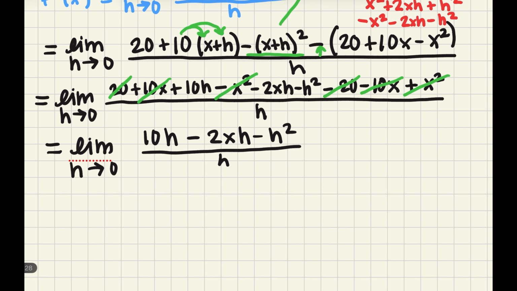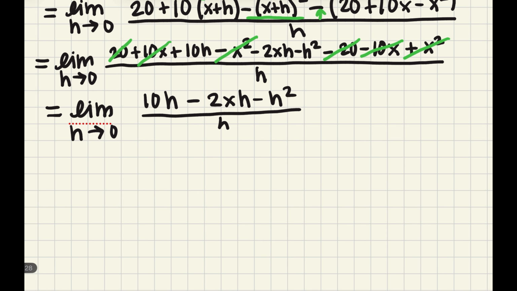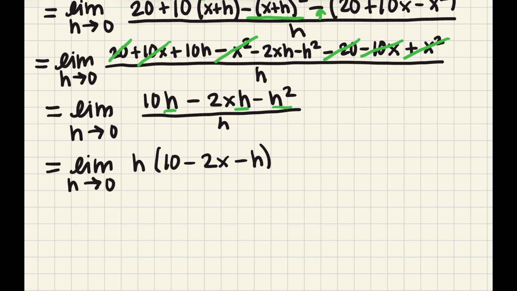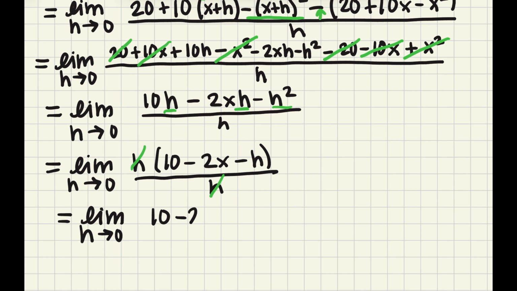So then we go back to our original principles. What do they have in common? An h, an h, an h. So let's go ahead and try to pull an h out, see what happens. So the limit as h approaches 0 will give us, pull out that h, 10 minus 2x minus h over h. And these two h's right here will get rid of each other. So that'll leave us with just 10 minus 2x minus h.